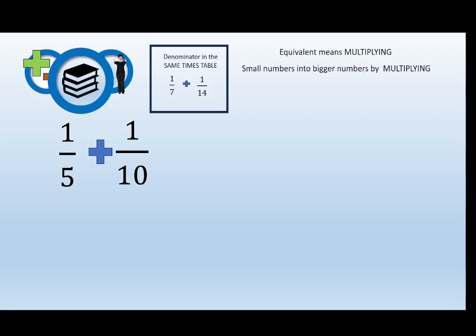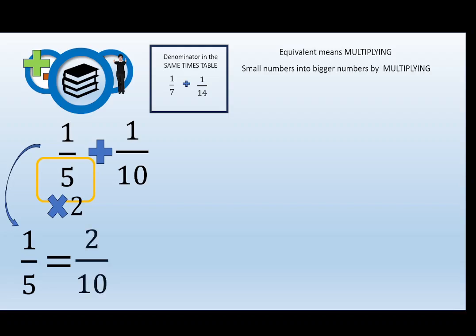And I'm particularly interested in the denominator here. What do I need to do to 5 to make it into 10? Because that's the smaller number. I need to multiply it by 2. So let's make 1/5 into its equivalent fraction. So I'm going to have to multiply the top and the bottom, and I get 2/10.